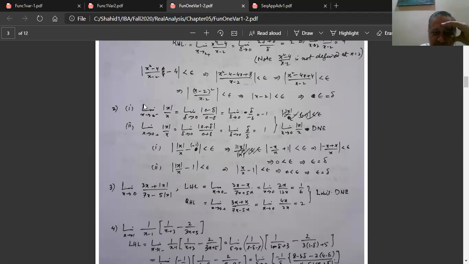So this becomes, when x is less than 0, mod x is minus of x. So -1 plus 1. And we have epsilon positive, and epsilon and delta are the same in this case. Same is the case with this.